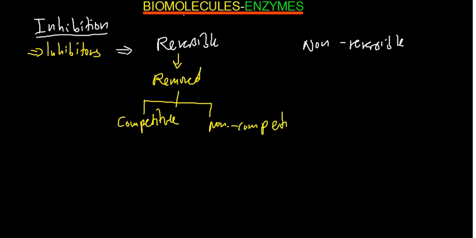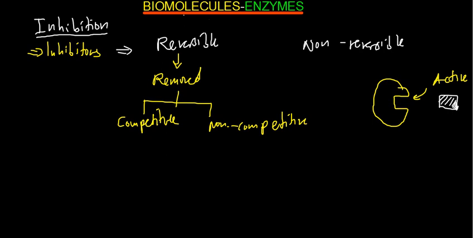Now what's the difference between these two? Well, competitive reversible inhibitors, in this case, so let's say this is the enzyme here. We know this is the active site. For competitive reversible inhibitors, the inhibitor is a substance with a structure similar to that of the normal substrate. So the inhibitor has the same shape as the substrate that is supposed to fit in the active site.